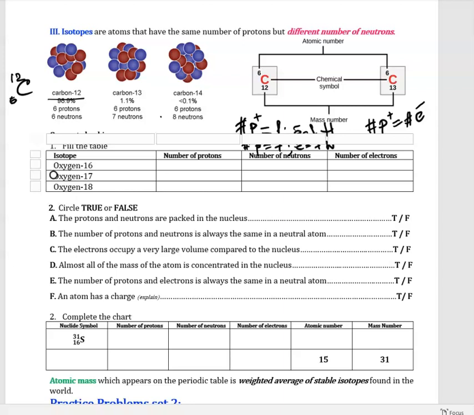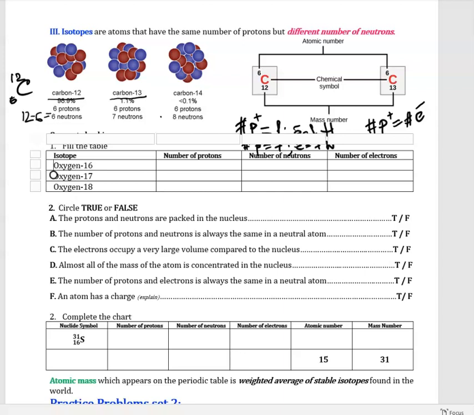Okay, so that means that this carbon has 6 protons, 6 electrons, and how do we calculate the neutrons? 12 mass number minus 6 number of protons equals 6 neutrons. So carbon 12, or you can say isotope carbon 12, has 6 protons, 6 neutrons, and 6 electrons.